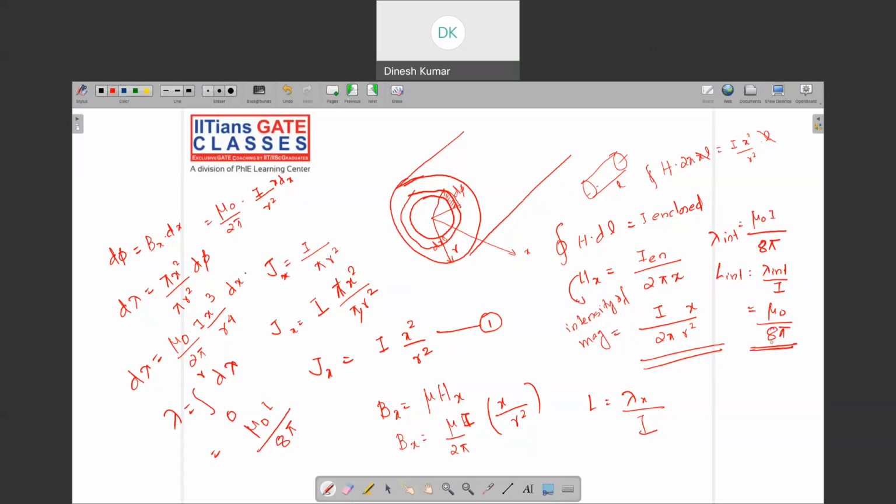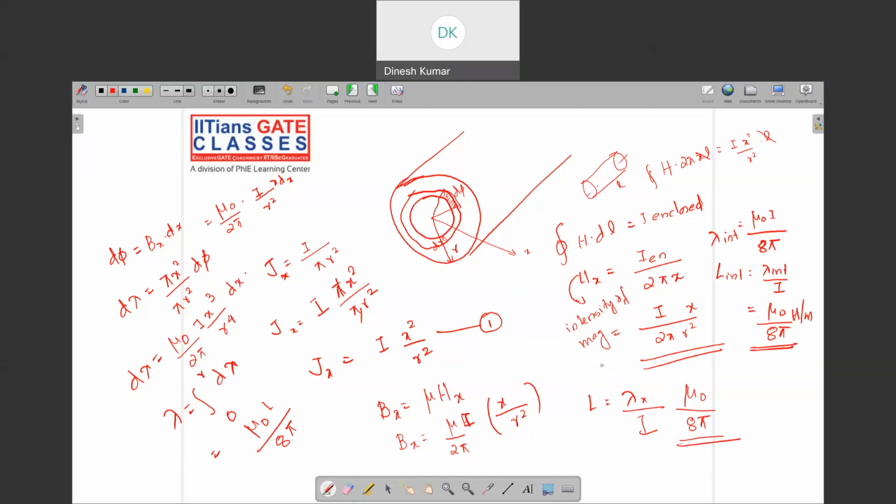Right. So this is Henry's per meter. Because while finding the ampere turns, we are taking a unit length of the conductor, that's why we are writing it as Henry's per meter. So this is very important. So we got the value of internal inductance. The total internal inductance will be mu 0 divided by 8 pi.